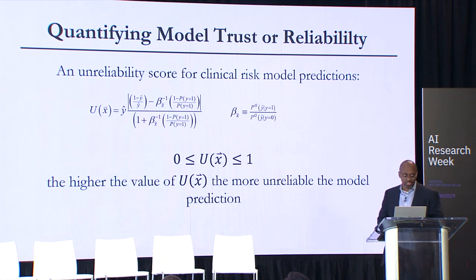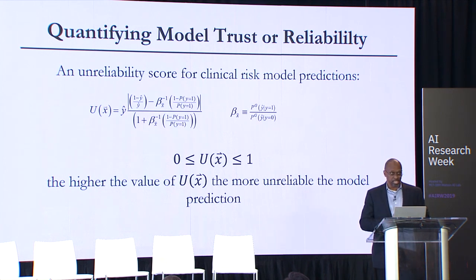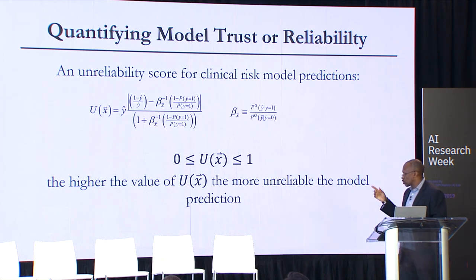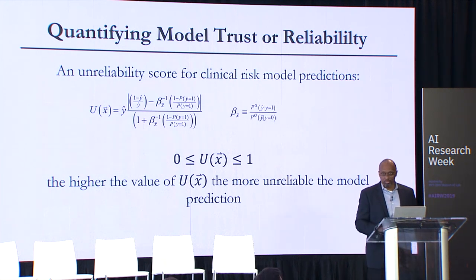We make some assumptions about the prior distributions of positive and negative patients. This is for a binary classification problem, and we have a score which goes between 0 and 1. The higher the score, the more unreliable the prediction is.